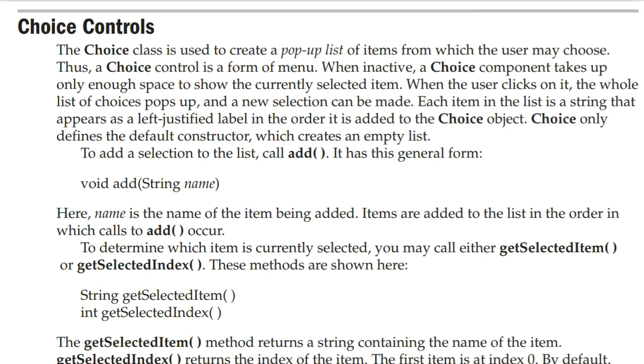Here, name is the name of the item being added. Items are added to the list in the order in which calls to the add method occur. To determine which item is currently selected, you may call either getSelectedItem or getSelectedIndex. These methods are shown here: String getSelectedItem(), int getSelectedIndex().